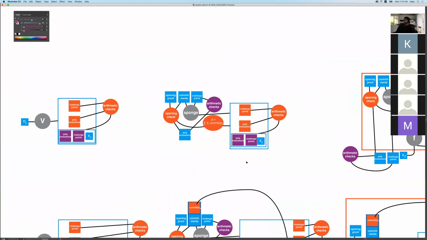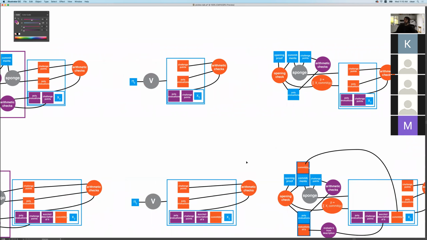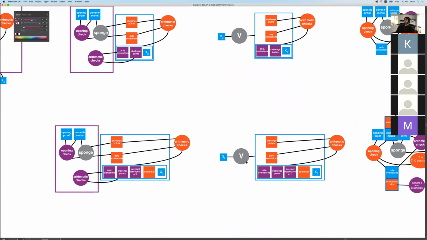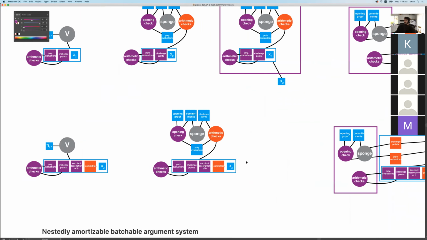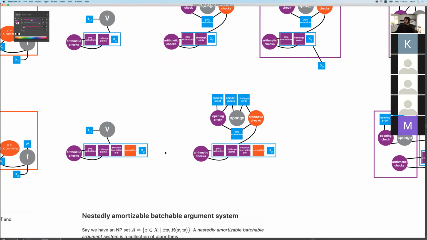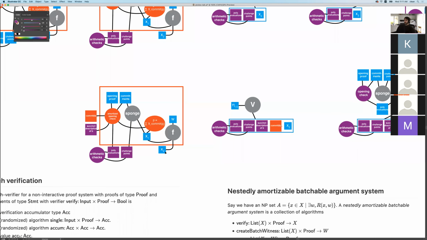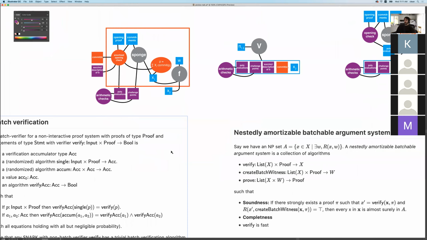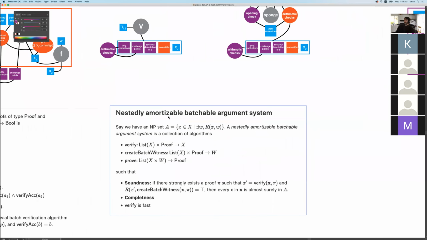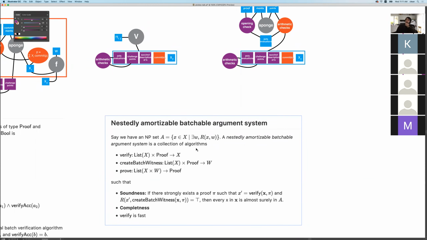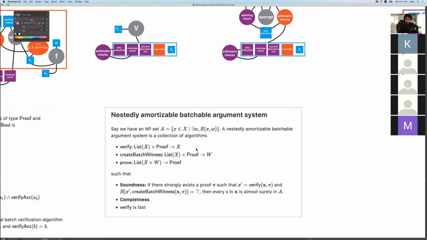Now I just want to discuss one more thing, which is just really so cool from the Halo paper, which is this idea of sort of, I wasn't really sure what to call it. They call it nested amortization or something, but the batchability is important too. This is the following idea.